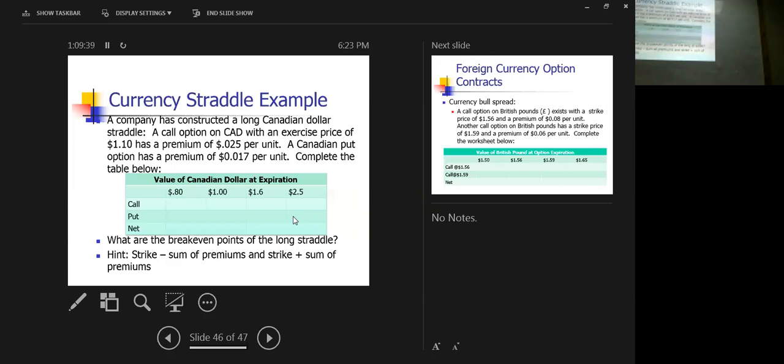What is the value of the call here at 80 cents? Tell me. Is it in the money or out of the money?